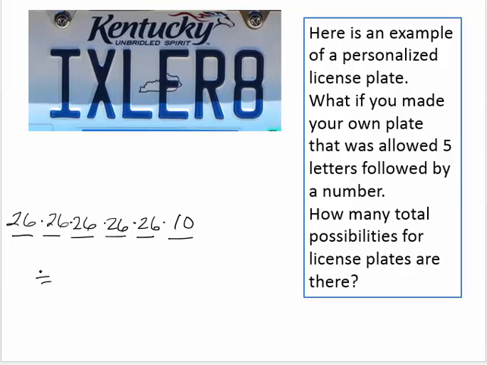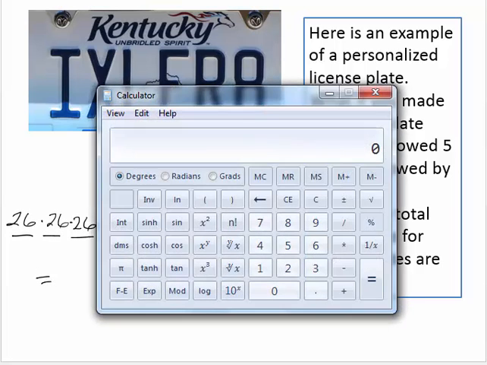Now, I'm not even sure what's going to happen when I put this into the calculator. It might give me the answer in scientific notation. I'm going to cheat and go 26 to the power of 5, because that's 26 times itself 5 times. And then I'm going to take that answer times 10. Okay, it's not big enough where they use scientific notation. So what do we have here? 118,813,760.